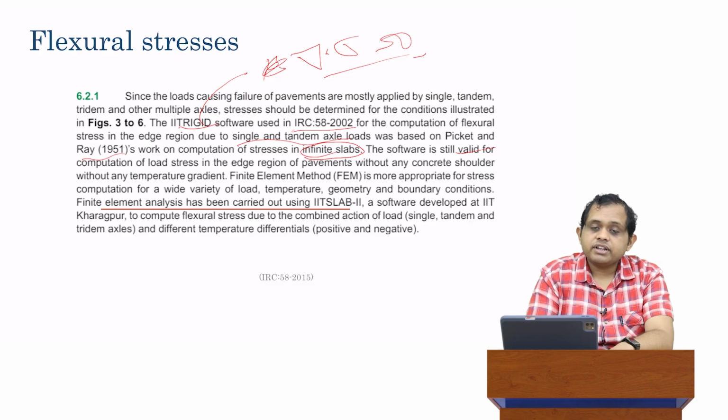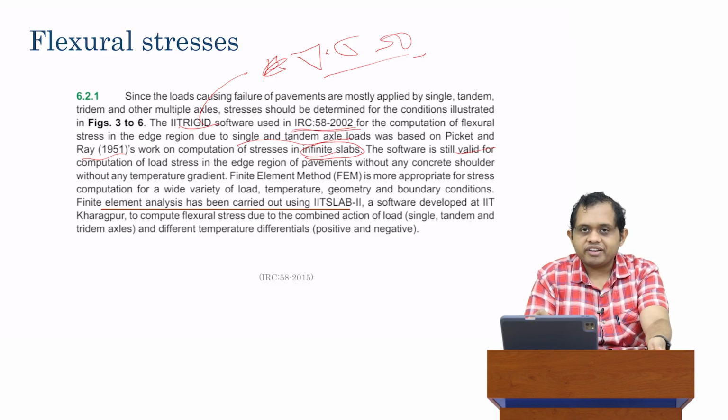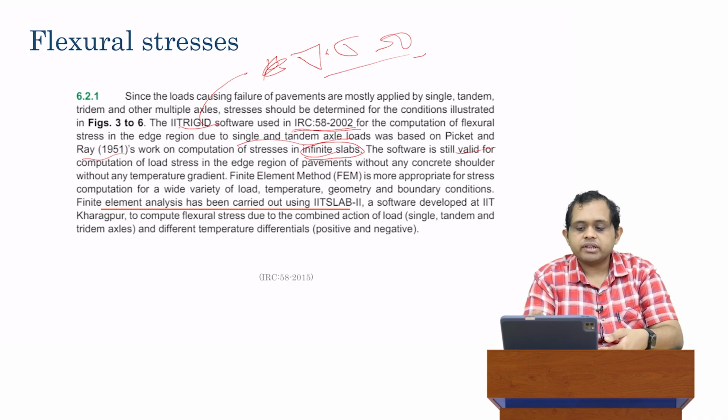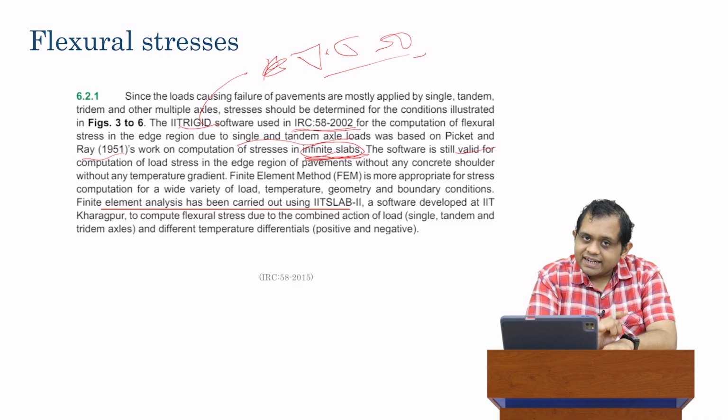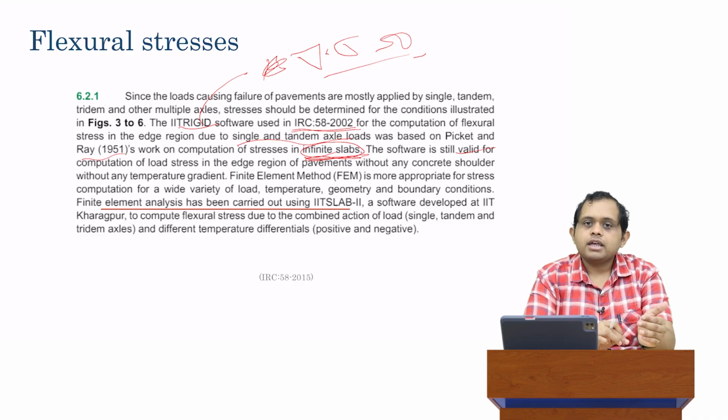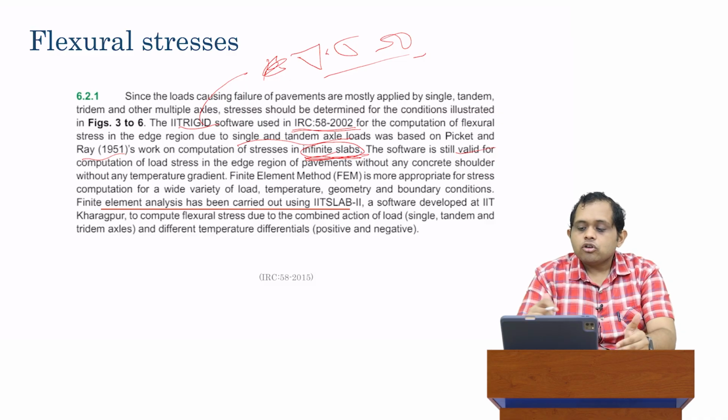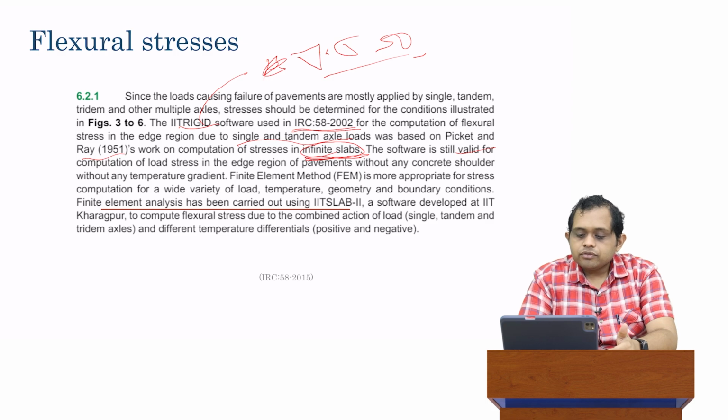So although in IRC 58 there was a movement away from Westergaard's theory to modern finite element methods, it was still based on analysis that considered infinite slabs. That is a problem. We already talked about how even Westergaard's theory assumed infinite slabs. The problem with that is you tend to significantly overestimate stresses. So the software is still valid for computing load stresses in edge regions without any concrete shoulders and without any temperature gradient. However, it wasn't necessarily the most appropriate way to do it.